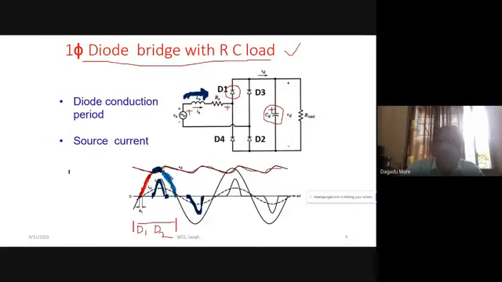So what comment can we make regarding the source current of the diode bridge? What is your observation? What is the source current of the diode bridge when we have an RC parallel load?